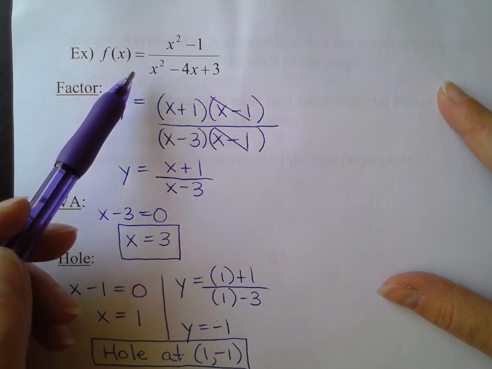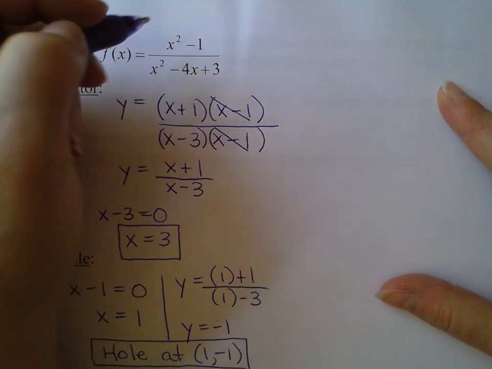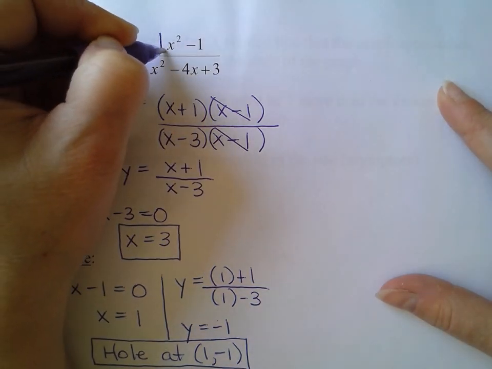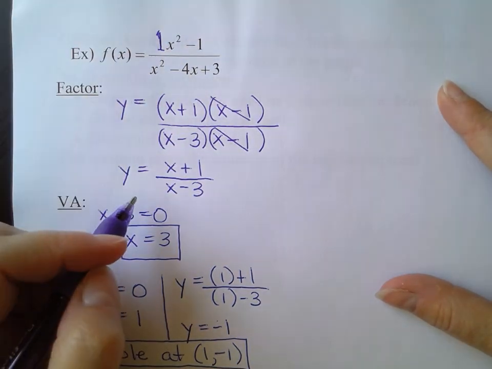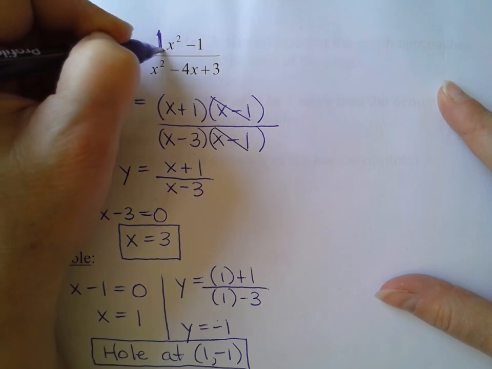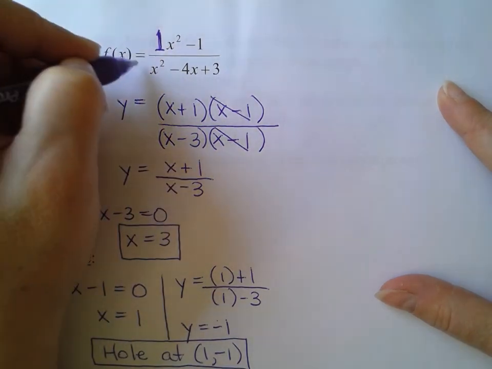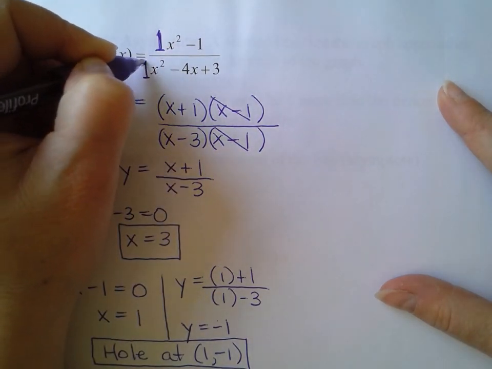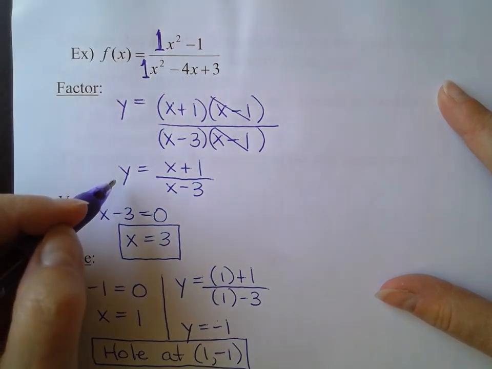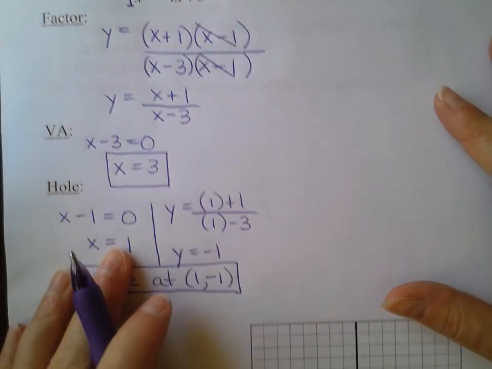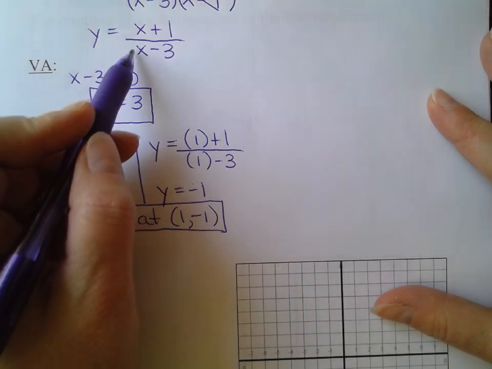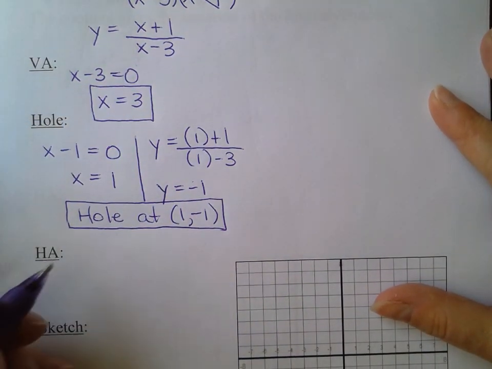To calculate that number, we take the leading coefficient, so the number in front of the highest power on x, that was supposed to be a 1, and the number in front of the highest power of x on the bottom. So 1 over 1, and we could do the same thing here, 1 over 1. So our horizontal asymptote will be at 1.